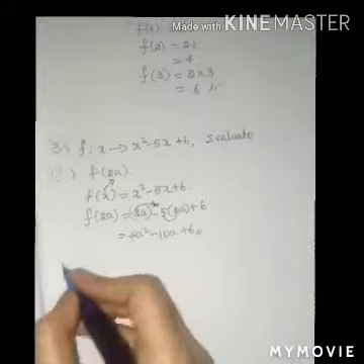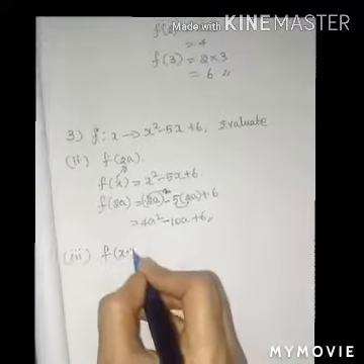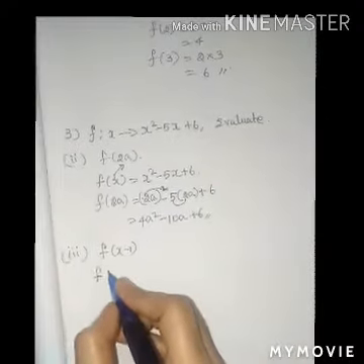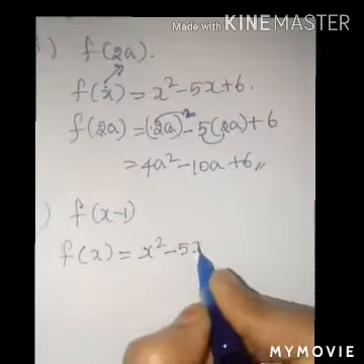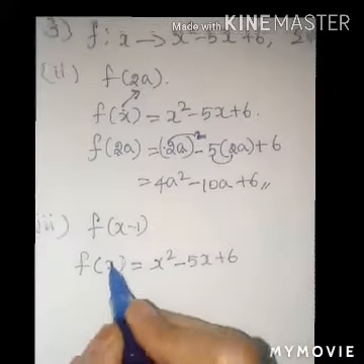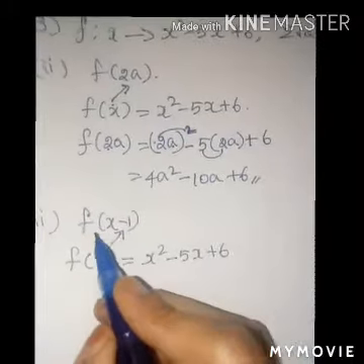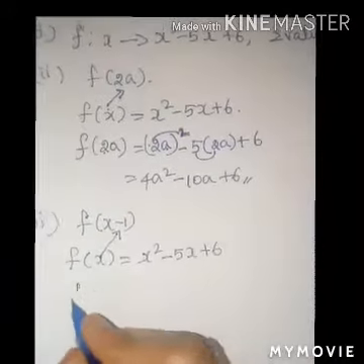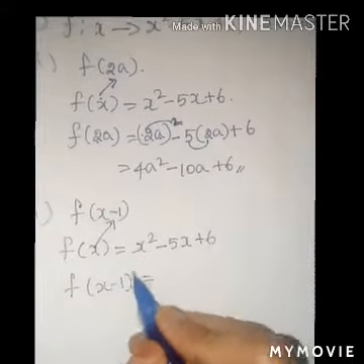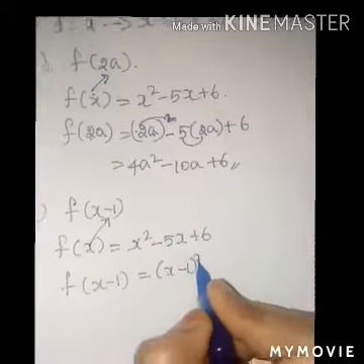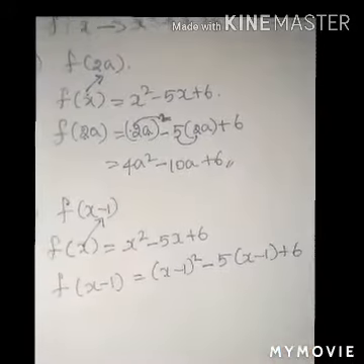That's it. In the next question, question number 3, that means subdivision 3, f of x minus 1. First write your function: f of x is equal to x square minus 5x plus 6. Substitute x as x minus 1, because they are asking to find the function f of x minus 1. So f of x minus 1 is equal to, substituting the value of x here, x minus 1 the whole square minus 5 into x minus 1 plus 6.